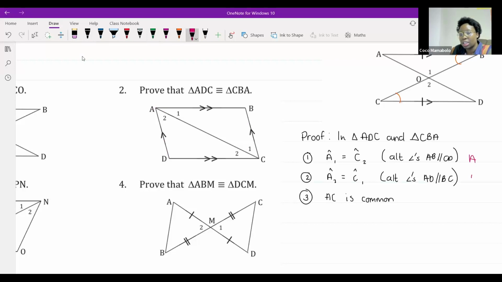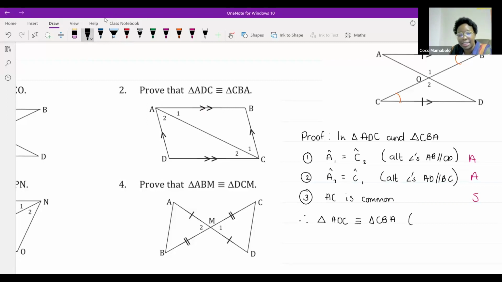Now, I know that if I look at the way that this thing is written, I've got angle, angle. Yes, correct, Omi. If your reasoning is wrong, then the whole thing is wrong. Unfortunately, we've got to get used to that. Therefore, triangle ACD is congruent to triangle CBA.